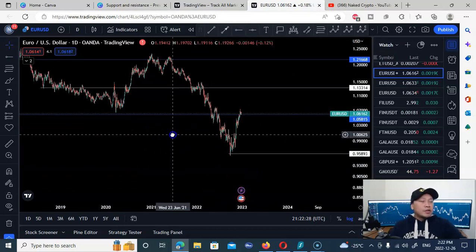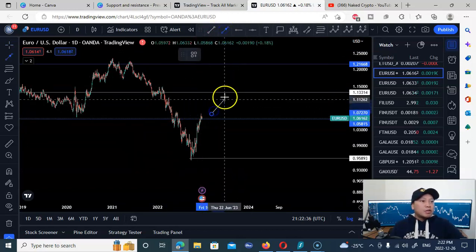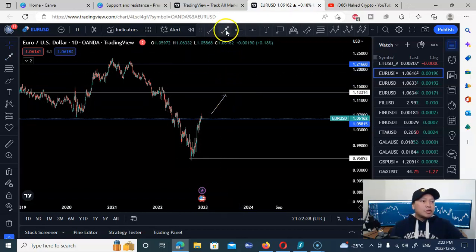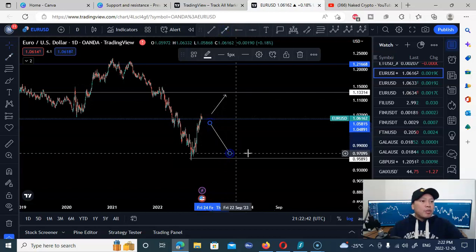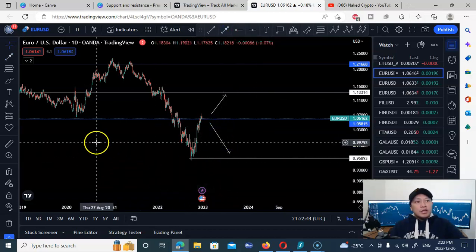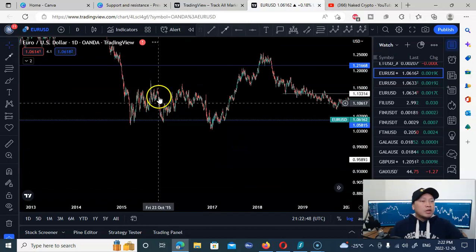Right now, since the price of euro went to this resistance, we might see the price go up or break this resistance here, or may go back here. So that would be the case. Let's see somewhere here again.